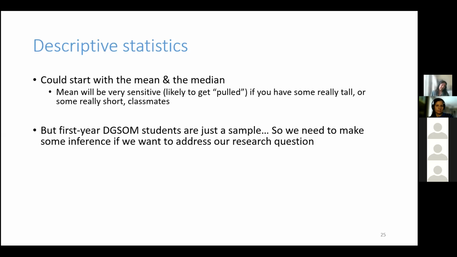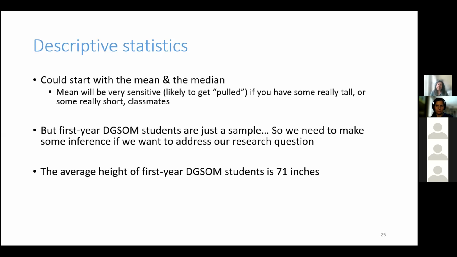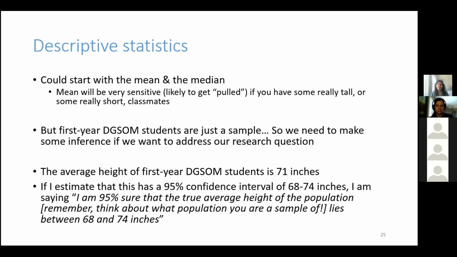Okay, so I can describe you all, or whoever I've sampled, but first year DGSOM students are just a sample of that population we're interested in. So we need to do some inference if we really want to address our research question. If I want to go beyond just painting a picture of the people I've looked at, I need to do some inferential statistics. So let's say that the average height of the first year students who I've measured is 71 inches. I might put a confidence interval around that. So this is one piece of inferential statistics that one could undertake. Let's say I ran the analysis and I put a confidence interval of 68 to 74 inches.